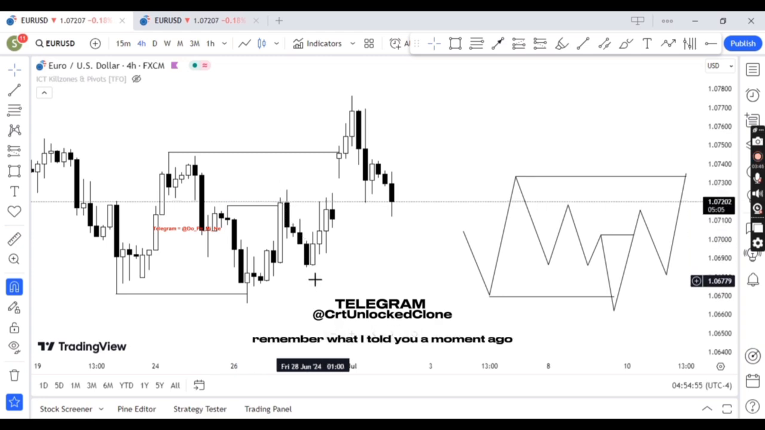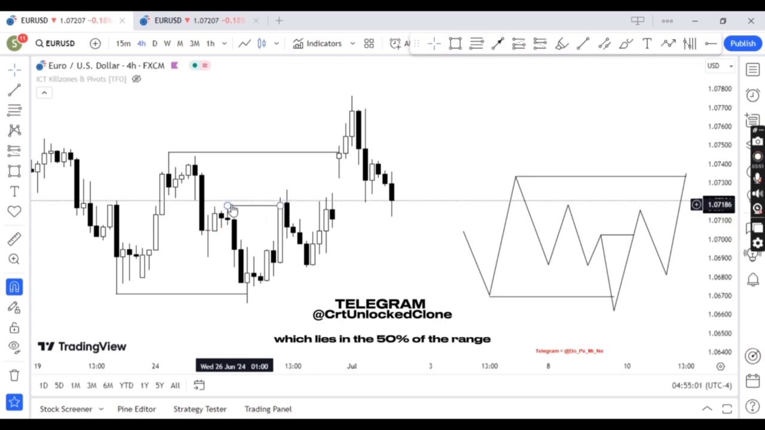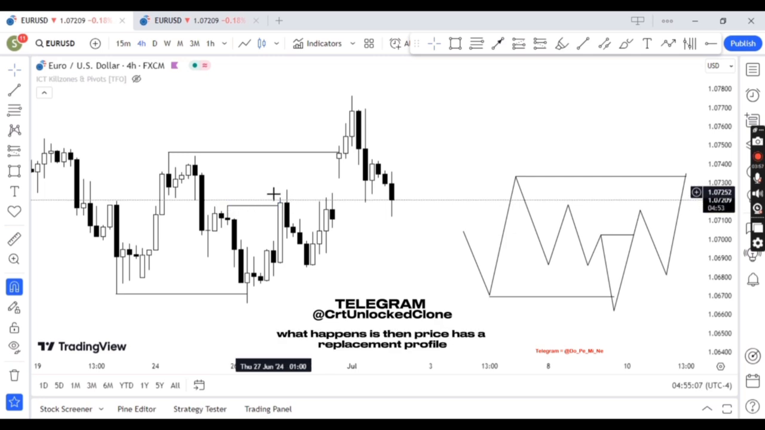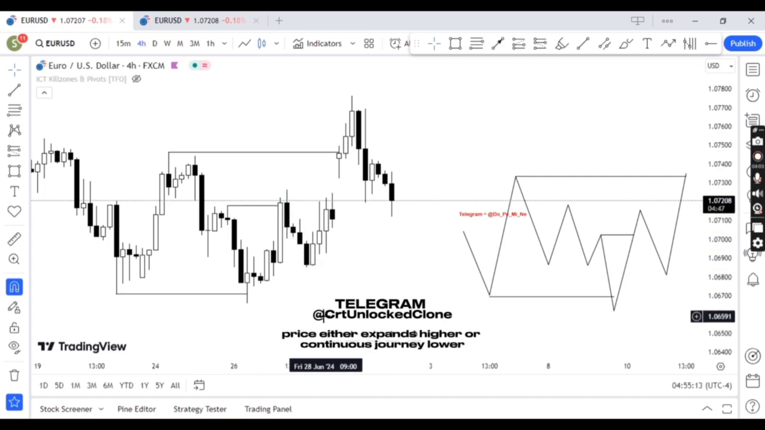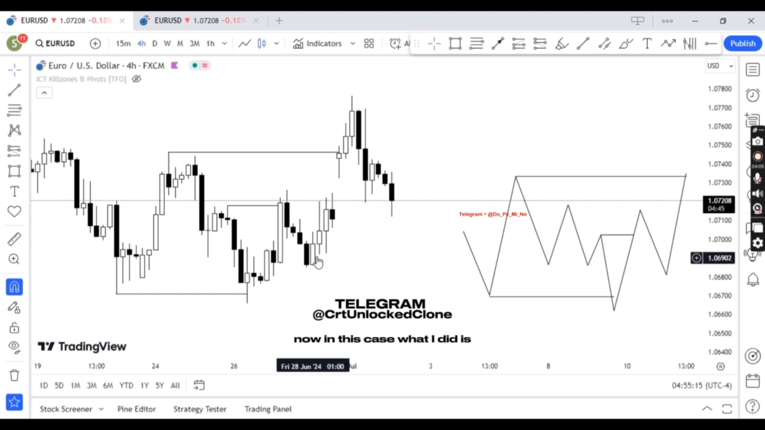Remember what I told you a moment ago, more often than not after price takes out an inside range high which lies in the 50% of the range like this, right? Or reaches the 50% of the range, what happens is then price has a retracement profile, and after that retracement profile price either expands higher or continues its journey lower. Now in this case what I did is I expected this retracement profile on the 4 hour with a 15-minute entry, right? 15-minute time frame entry.